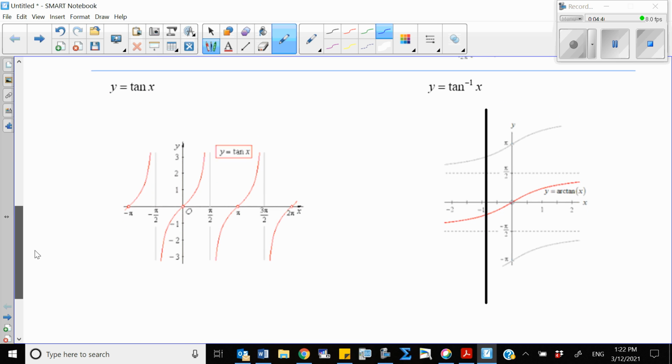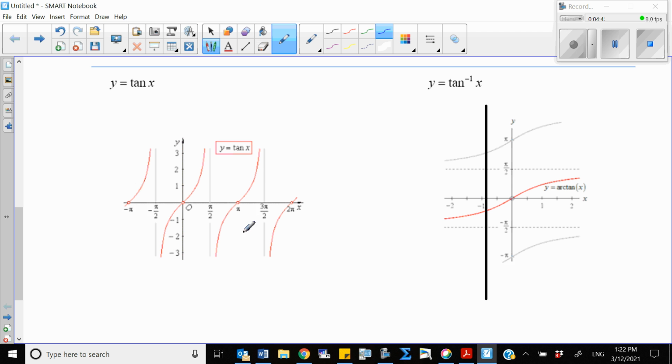Okay, now let's go to tangent. Graph of tangent. And when I switch x and y, this is tangent -1. Again, this graph is not a function. How do I make it a function? By restricting the range.